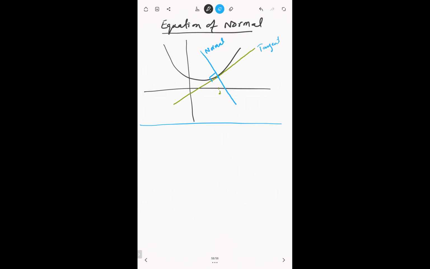So by using differentiation, you will get the gradient of tangent. You will take the negative reciprocal of that. You will get the gradient of normal.